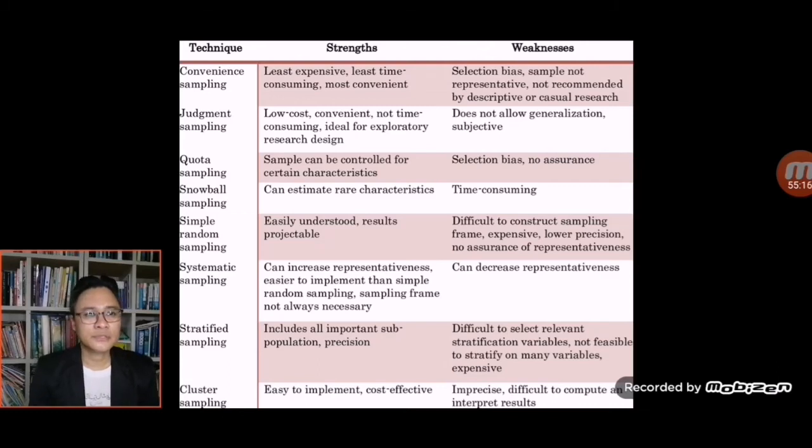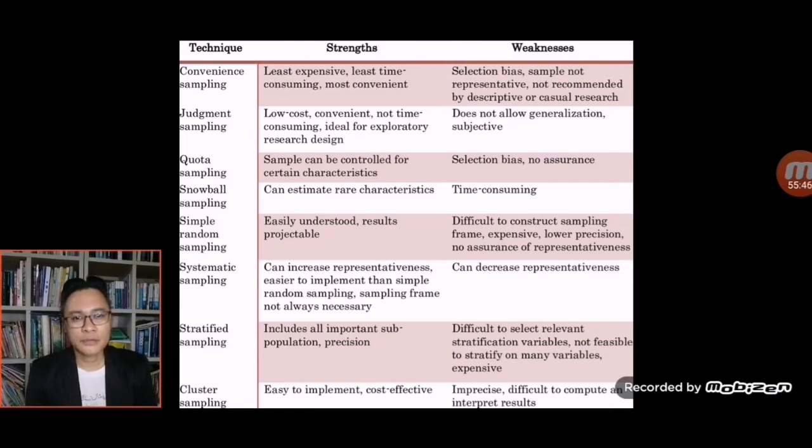Weaknesses: difficult to construct sampling frame, expensive, lower precision, no assurance of representativeness, and then so forth, going down to the cluster sampling, easy to implement, cost effective, imprecise, difficult to compute and interpret result. Okay, does the weakness jeopardize the analysis? The answer is not.